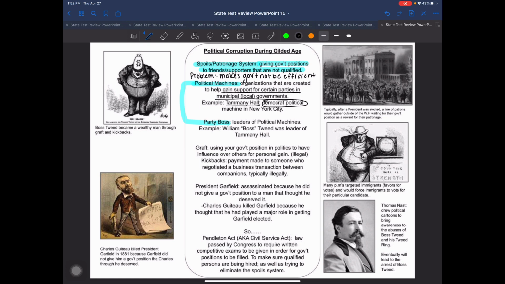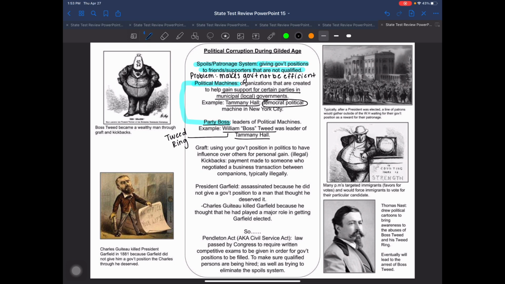Now, these political machines, the leaders of them are known as party bosses. So, for example, Tammany Hall, who was a Democratic political machine, their boss was named William Tweed, and they often called him William Boss Tweed. And him and all his little running buddies who did a lot of illegal things, those running buddies are often referred to as the Tweed Ring.